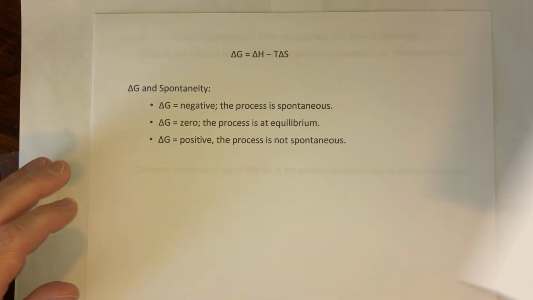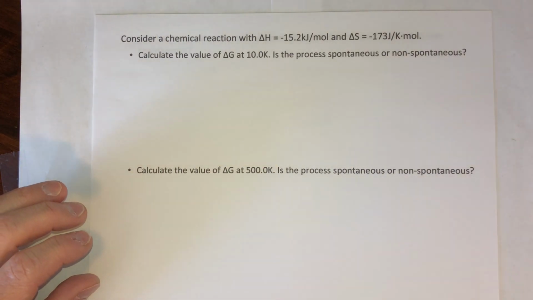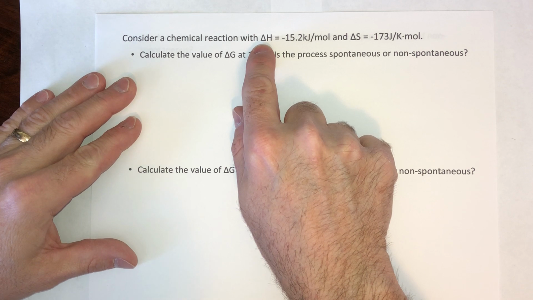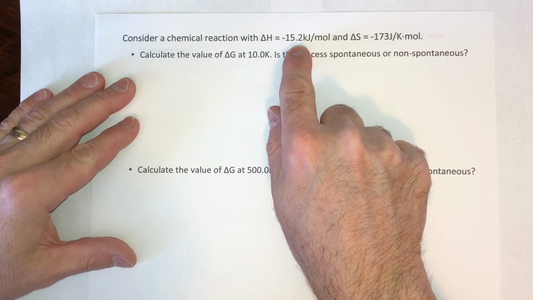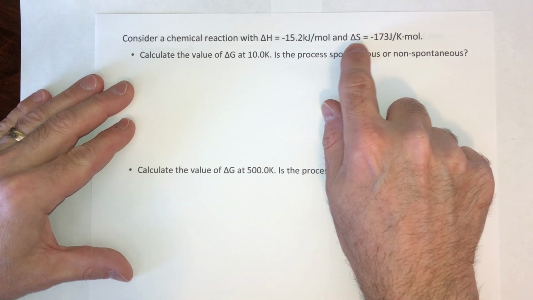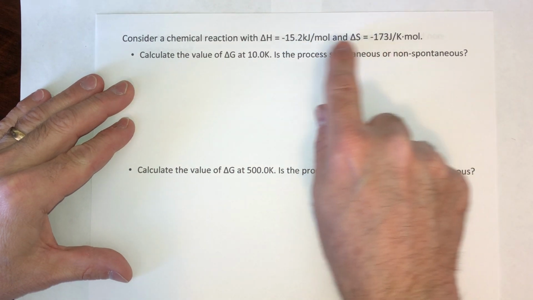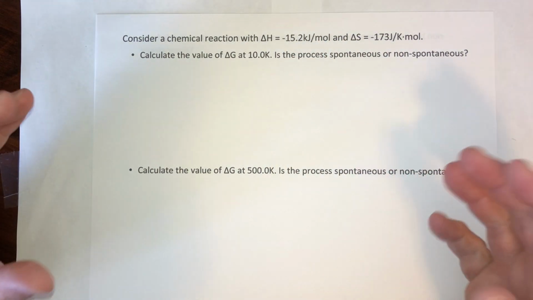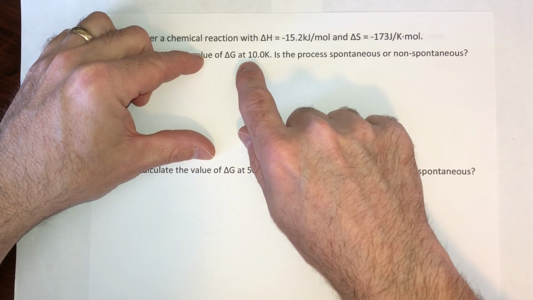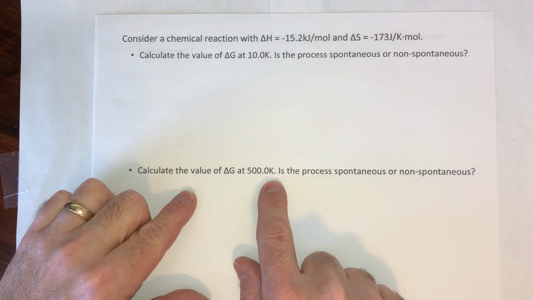All right, so let's say that we do a problem. Okay, let's skip this for a moment. So in this problem here, I have given the delta H. So I told you that it was minus 15.2 kilojoules per mole. I've given you the delta S. I've told you that it's minus 173 joules per Kelvin per mole. You can see the mismatch of units. And then I've basically asked you to do the calculation twice. I want to know what happens at 10 degrees, and then I want to know what happens at 500 degrees.